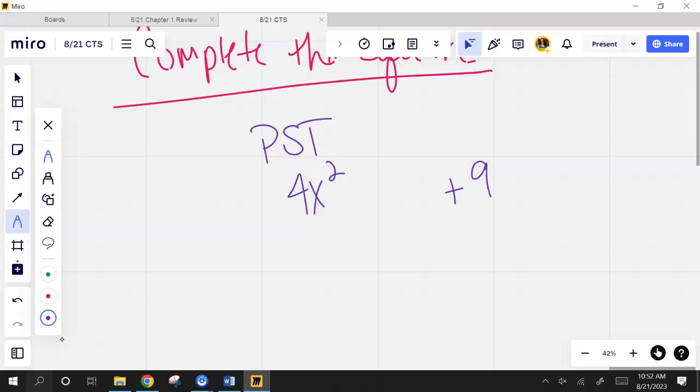So for this one, what would need to be in the middle to make this a perfect square trinomial? Close. 12. Why is it 12? 2 times 3 is 6, and 6 doubled gives you 12, okay? So we have to be able to recognize these perfect square trinomials. Now, if it's a perfect square trinomial, that means I can easily factor it.